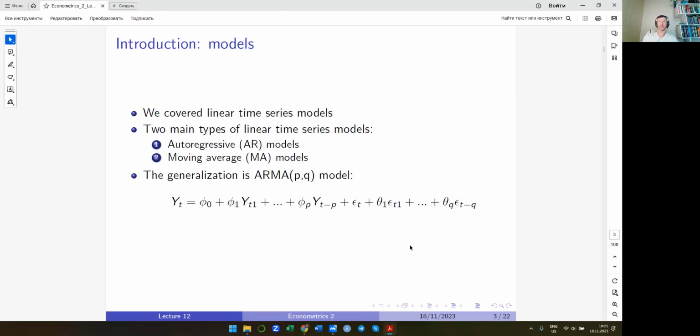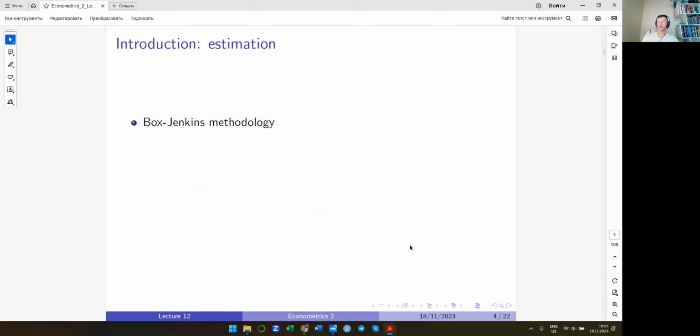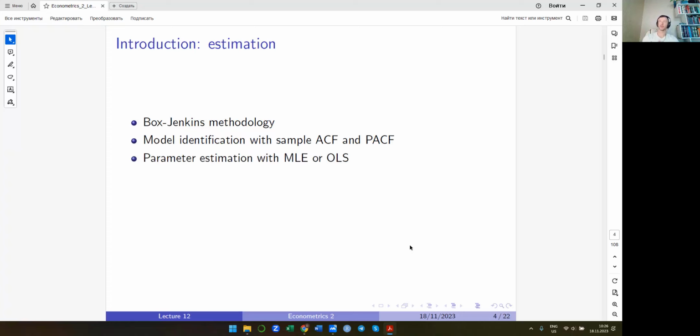Regarding the estimation, so this is the theoretical part, right? So the model parameters and how the model must look like in mathematics. So this is the population world. Now we are going to the data world and how to fit the data into the model. There is a Box-Jenkins methodology that helps us doing this. We identify which model suits better with the help of sample ACF and PACF. Then, choosing the model, we estimate the parameters either with MLE or OLS, and then we perform diagnostic tests, whether the residuals are correlated using ACF and PACF again, using Ljung-Box statistics, using Breusch-Pagan statistic, and so on.